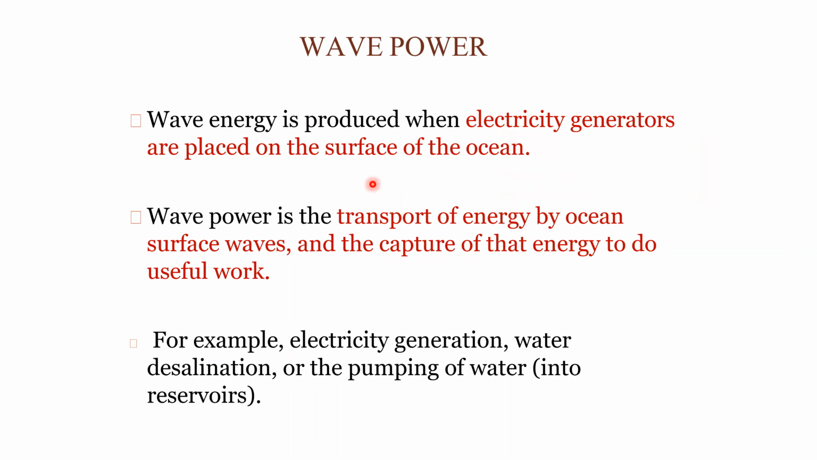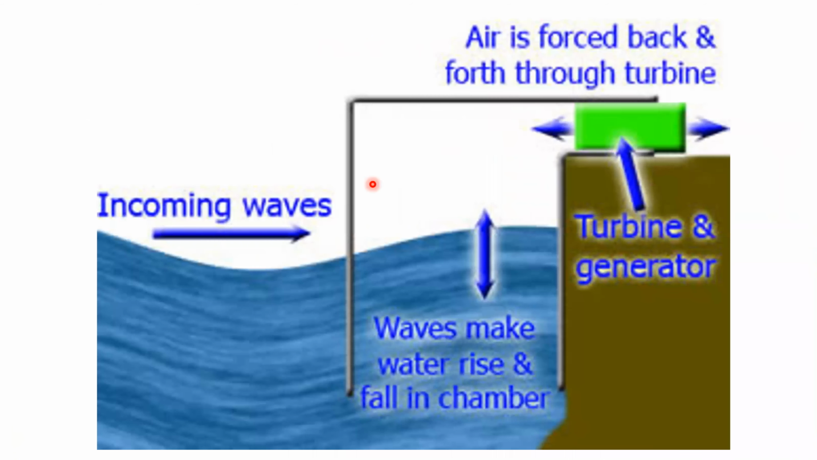If we talk about wave energy, wave energy is placing the turbine in the sea, and the sea waves move through the turbine and produce electricity.